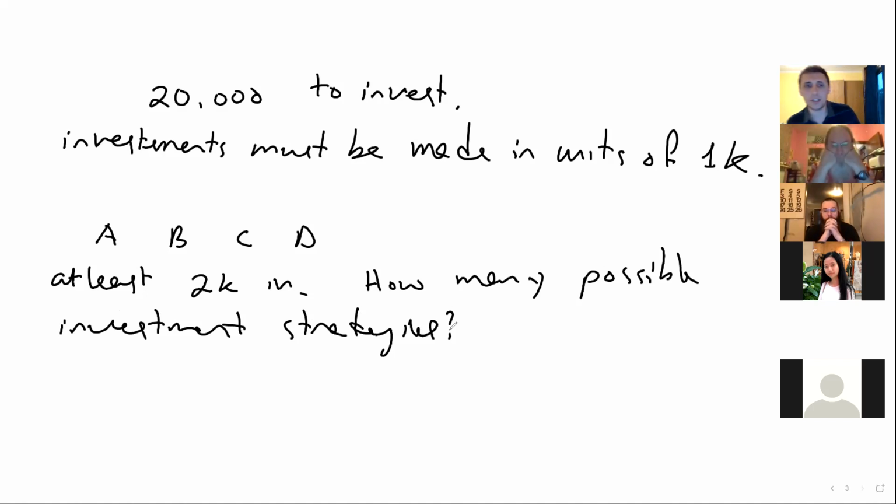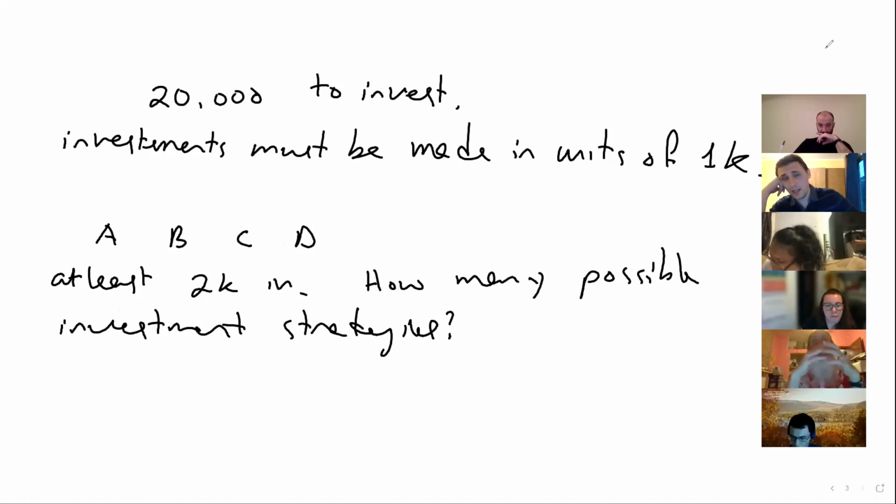You understand my question, guys? So you have to place at least 2,000 in each of the accounts. I'm just giving you a quick one since we're out of time, right? Just tell me in formula how many investment strategies are possible.